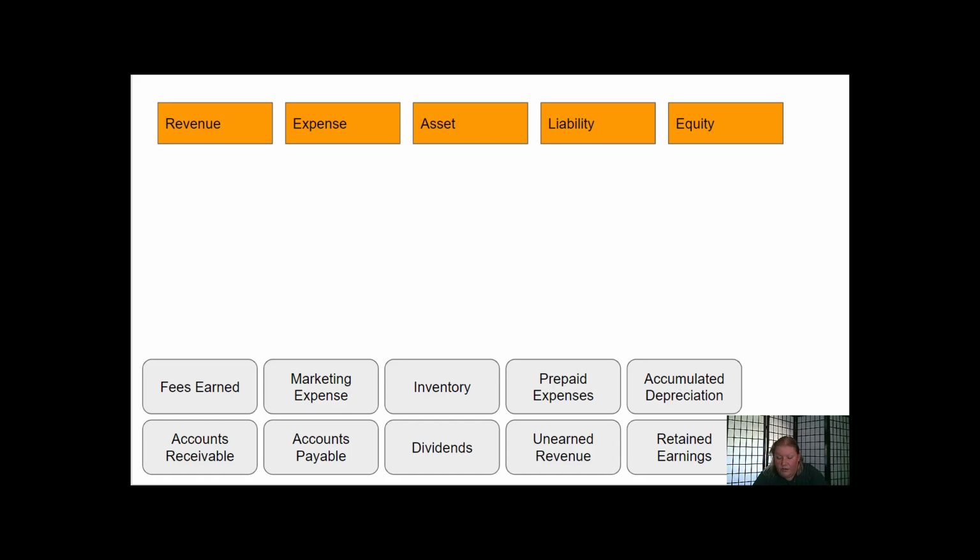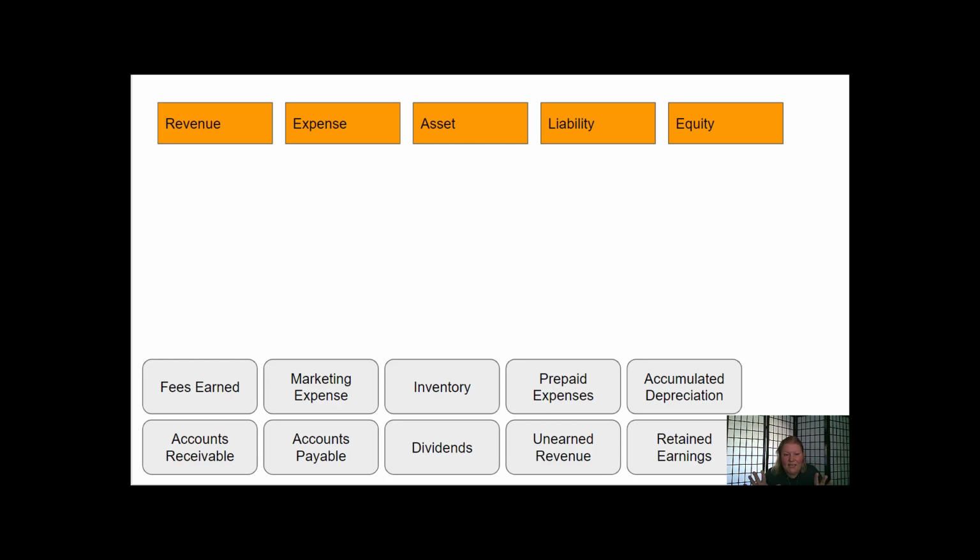Hey, in this video, we're going to talk about how to identify different account types, and we're going to go over some accounts that are typically traps. And what I mean by that is some accounts that people typically get stuck on. So we're going to go over some basic rules, and then we're going to go over some of those traps.